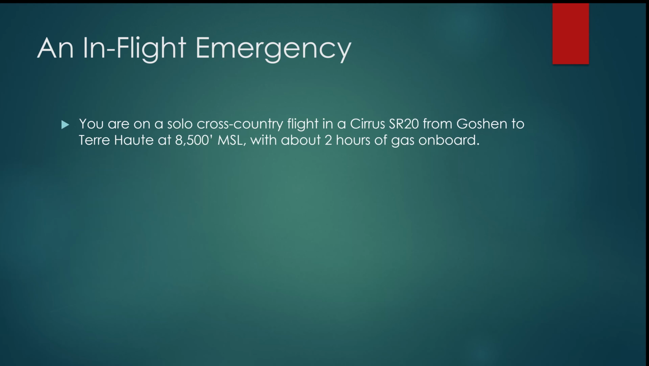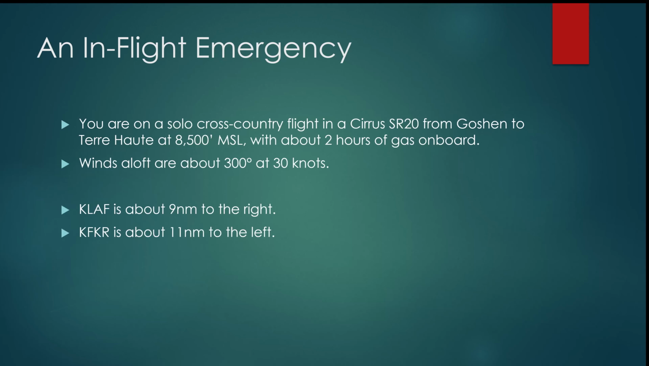Hey, good westbound VFR cruising altitude, right? Beautiful day. They have about 2 hours of gas on board in the solo cross-country. The winds aloft on this flight are about 300 at 30 knots. And as they come up on a point where they're just about crossing the line that would go directly from Lafayette, which is their home airport at Purdue University, over towards Frankfort, Indiana, they would have Lafayette about 9 miles away over on the right, Frankfort about 11 miles over on the left.